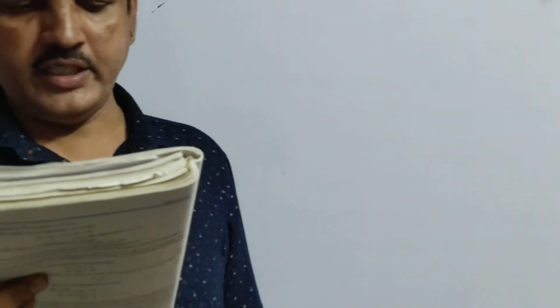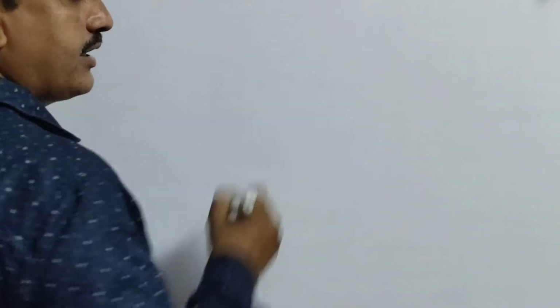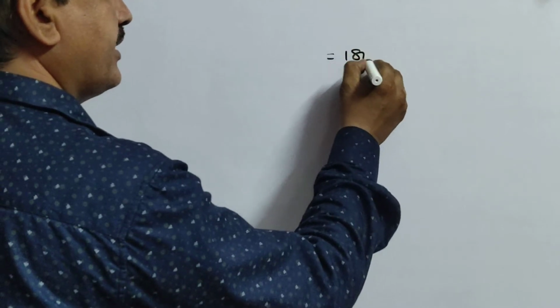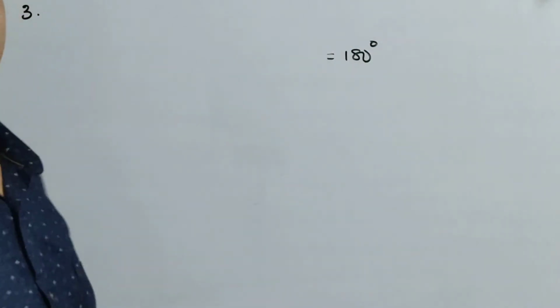The larger of two supplementary angles exceeds the smaller by 18 degrees. Find them. Actually, you know, supplementary angles means how much? Supplementary means the sum of the two angles is 180 degrees.